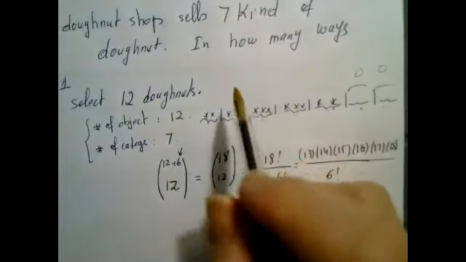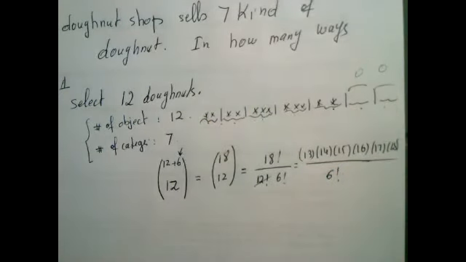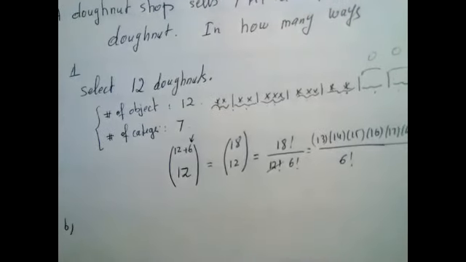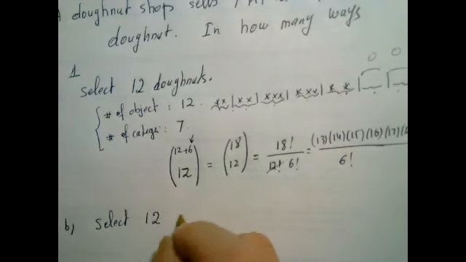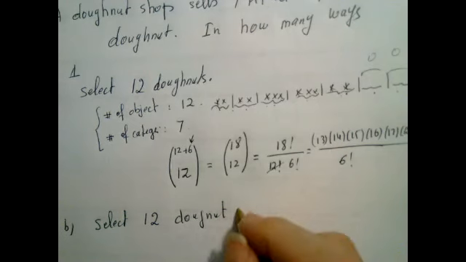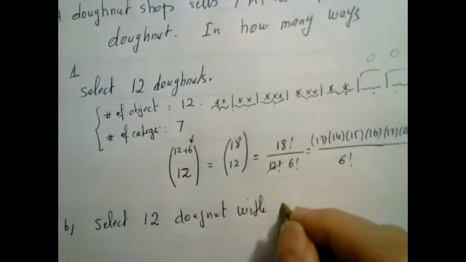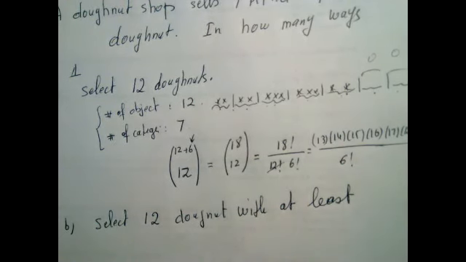The crucial idea here is that if I pick 2 raspberries, those raspberries are the same. So I'm not really having the regular combination we've learned before. Okay, now part B. In how many ways can we select 12 donuts with at least 3 raspberries?